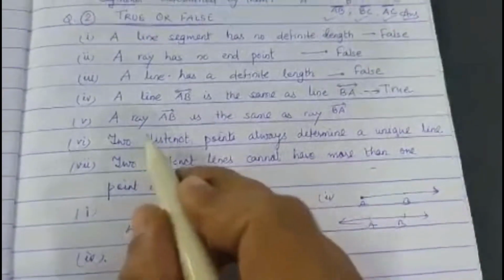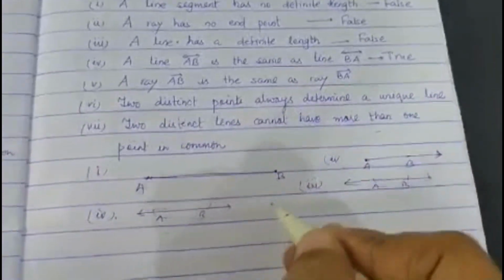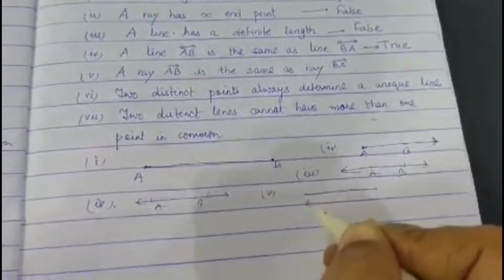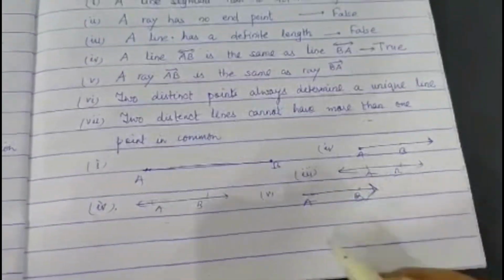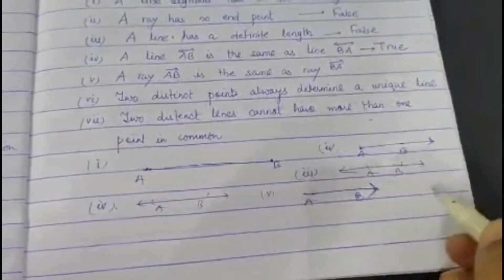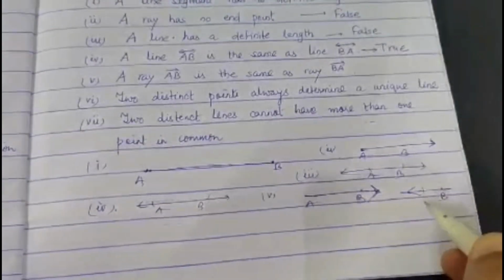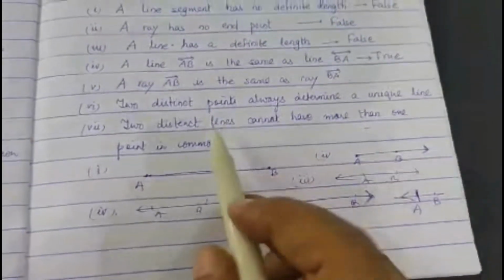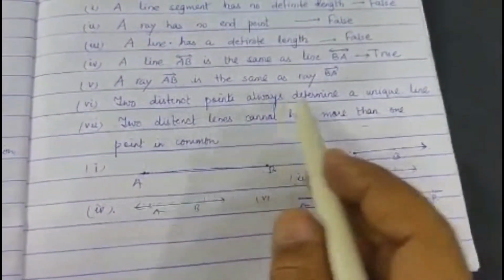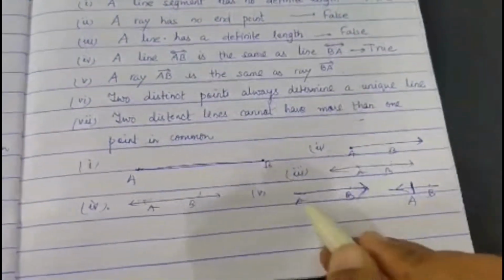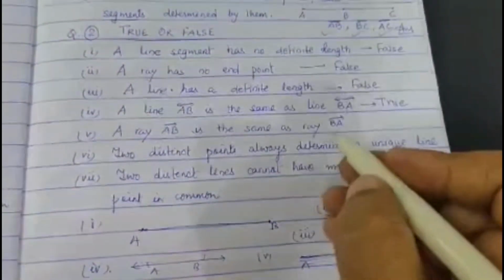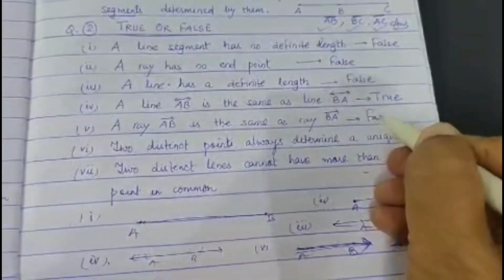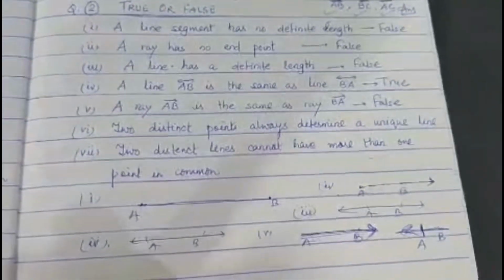True. Now a ray AB is the same as ray BA. This is not true, because this is A, this is B. So we are extending this side. So this is ray AB. Now if we extend this side, this is ray BA. So a ray AB is not the same as ray BA. It is moving in this direction, and the other is moving in that direction. So this is also false. Fifth one is also false.